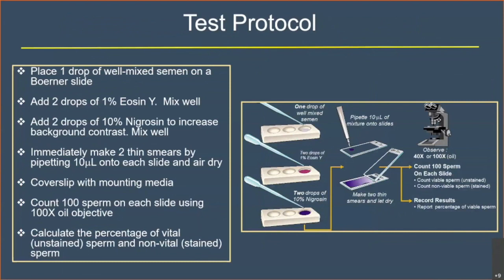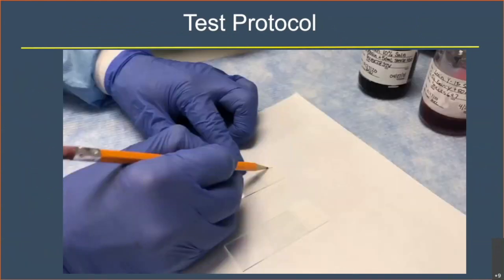And this is the protocol where we place 1 drop of a well-mixed semen sample on the Werner slide, and we add 2 drops of eosin Y. We mix the sample and add 2 drops of nigrosin, and immediately a smear is prepared, air-dried, and ready to be observed under a bright field microscope. Next slide, please. Here I would like to show you a video clip as to how this test is conducted.